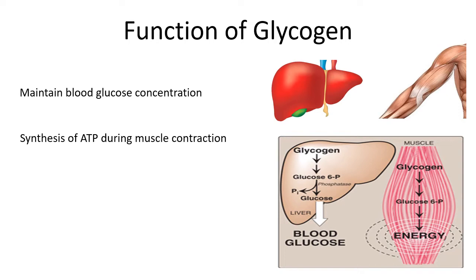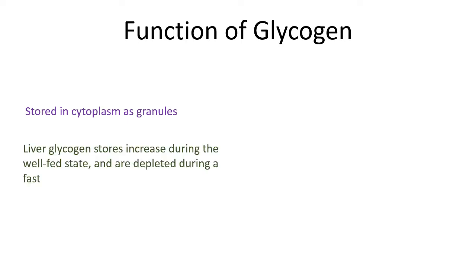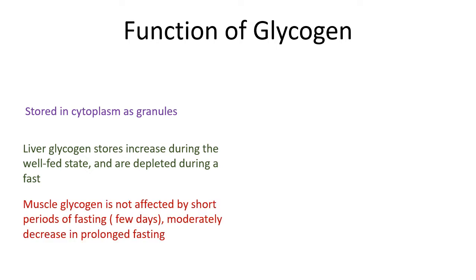The enzyme glucose 6-phosphatase is found mainly in liver and in kidneys. Sometimes it's also found in the small intestine. Glycogen is stored in cytoplasm as granules. Its stores in liver increase during the well-fed state and are depleted during a fast, while muscle glycogen is not affected by short periods of fasting. It might moderately decrease in prolonged fasting.